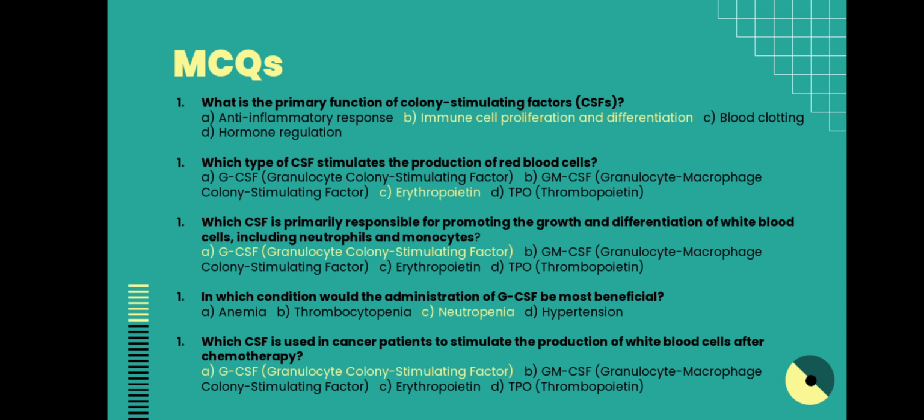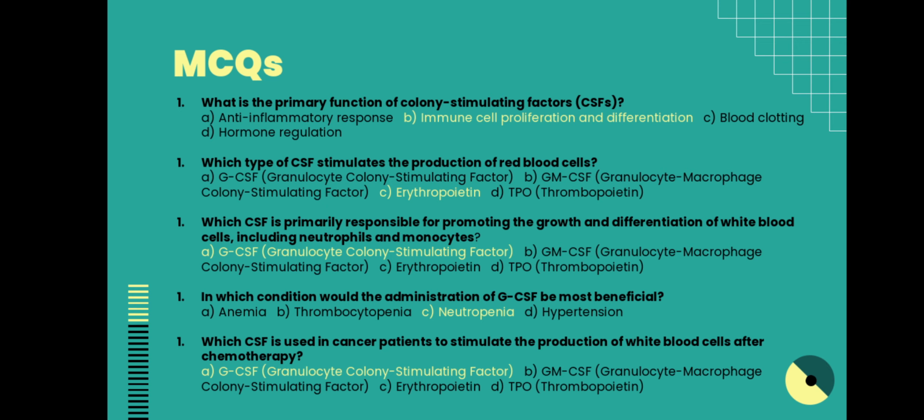Then, which CSF is primarily responsible for promoting the growth and differentiation of white blood cells, including neutrophils and monocytes? GCSF, GM-CSF, erythropoietin, or TPO. So if growth and differentiation of white blood cells is asked, then the option is granulocyte colony stimulating factor, that is GCSF. Next, in which condition would the administration of GCSF be most beneficial? Anemia, thrombocytopenia, neutropenia, or hypertension. So for administration of GCSF, the most beneficial condition is neutropenia.